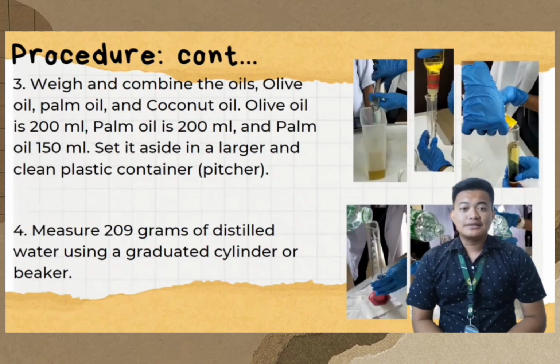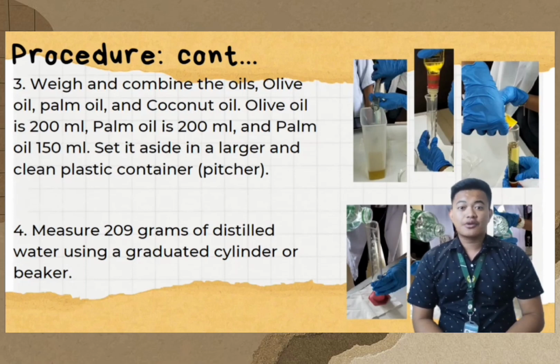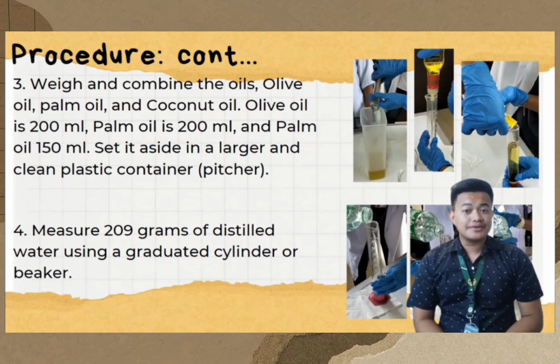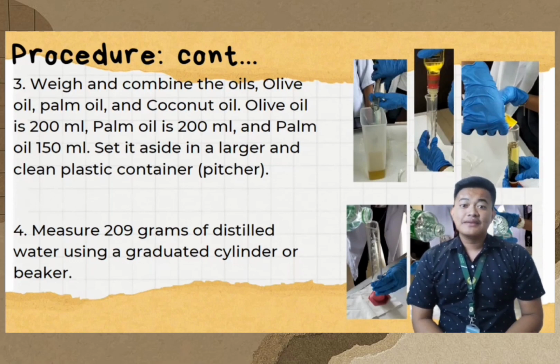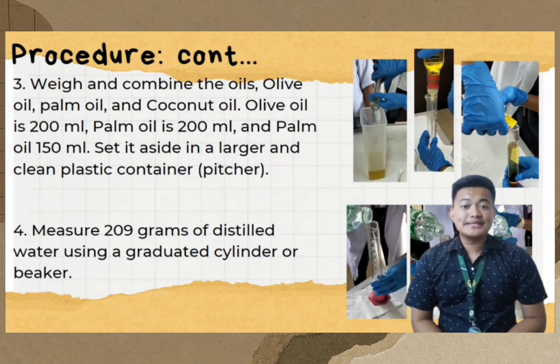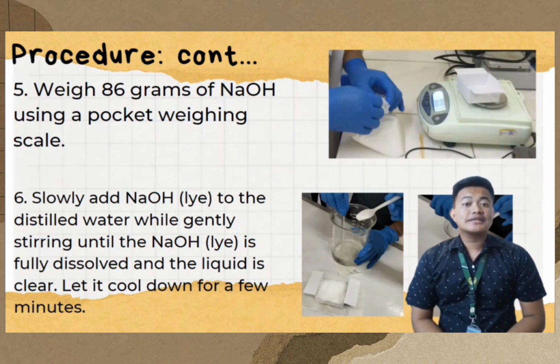Next, weigh and combine the oils: olive oil, palm oil, and coconut oil. Olive oil is 200 ml, palm oil is 200 ml, and coconut oil is 150 ml. Set it aside in a large, clean plastic container or in a pitcher. The next step is to measure 209 grams of distilled water using a graduated cylinder or beaker. Next, weigh 86 grams of NaOH using a pocket weighing scale.